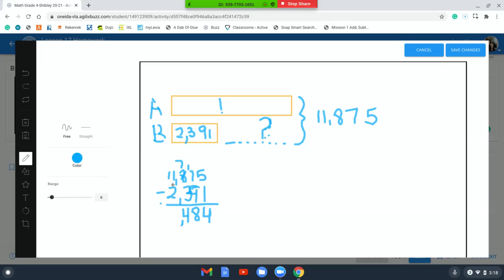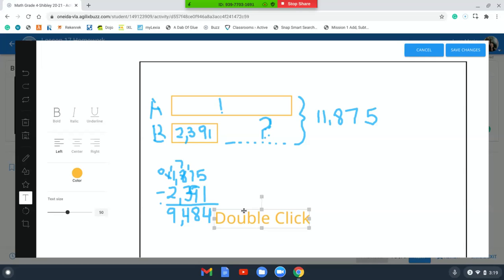I cannot take 2 away from 1, so I'm going to go to my next highest place value. I'm going to borrow, and there's only 1 there, so now it's going to be a 0. In my thousands place, though, there are now 11 thousands. So 11 minus 2 is 9. So this is how much container A holds. And I'm just going to label that so I don't forget. So I'm going to put container A.